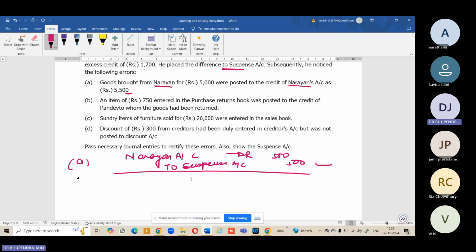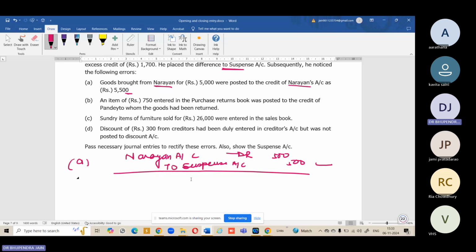What entry will be made? Purchase return account debit to purchase. We have rightly posted the purchase account from where you purchased from Pandey. But you wrongly entered the amount on the credit side to Pandey. In this case, you have made a two time error.